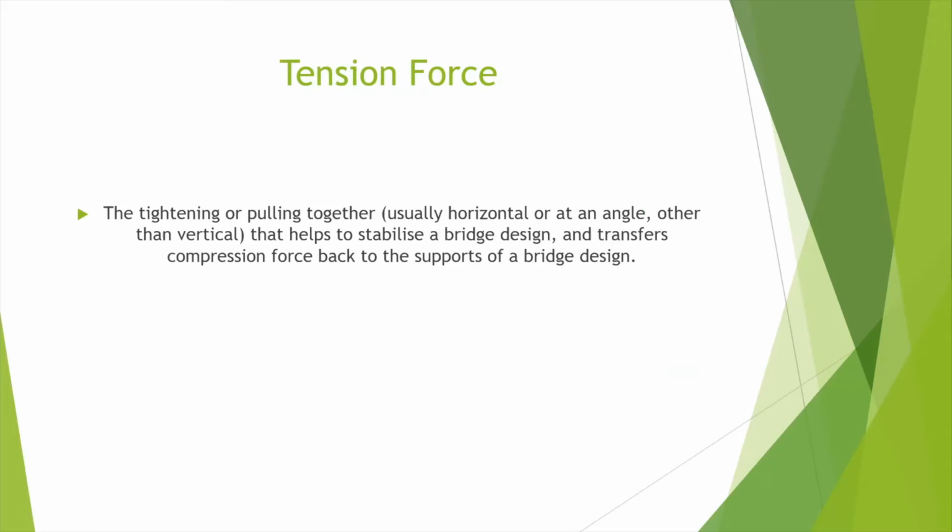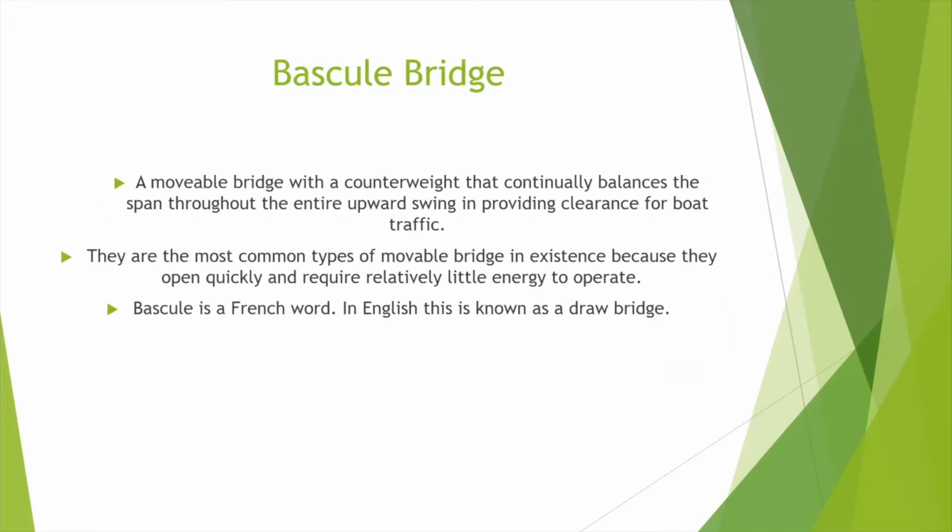So, okay, we spoke about tension force, so I can just move over that one. We're going to look at the different types of bridges now. So we start with the Bascule Bridge. And again, the requirement is that you name the bridge and you talk about what the bridge is. This is a movable bridge, so it's something that moves. It continually balances the span throughout the upward swing in providing clearance for boat traffic.